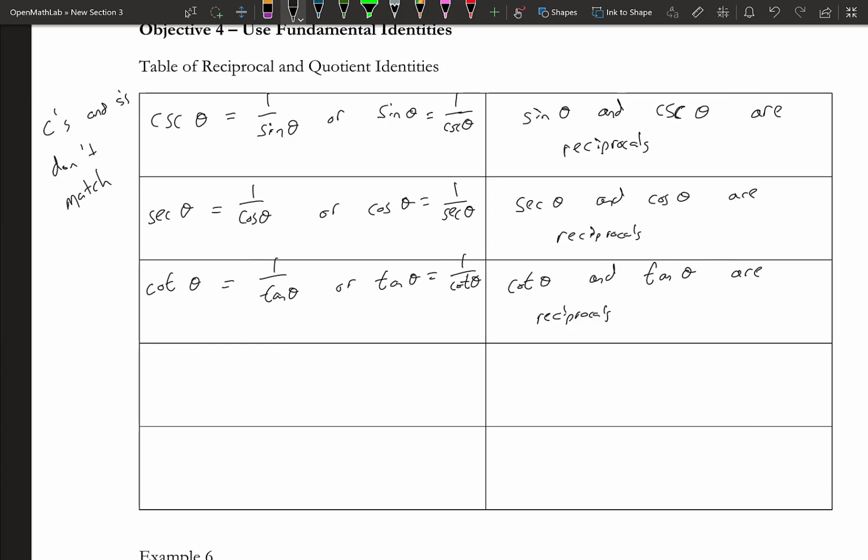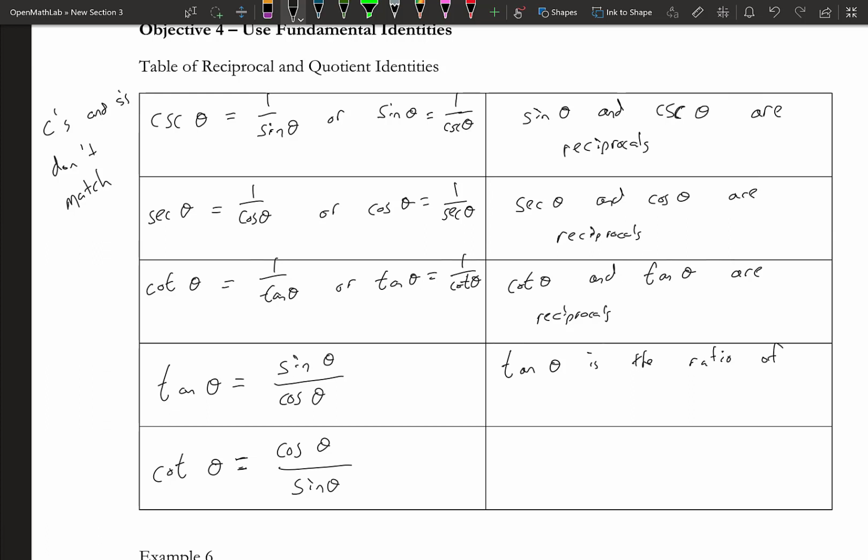So the next two things we need to look at are the quotient identities, right? So tangent of theta is equal to sine of theta divided by cosine theta. And cotangent of theta, which would be the reciprocal, would equal cosine of theta divided by sine theta. Right, so those are two new things that we haven't looked at. So in other words, tangent of theta is the ratio of sine theta and cosine theta. We could also say that cotangent theta is the ratio of cosine theta and sine theta.